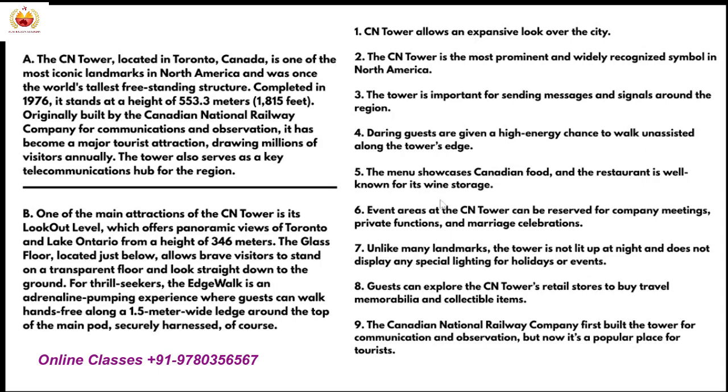Then we read the other one, the menu. There is no information about the menu at all. No events are discussed, no lighting is discussed, right? We have this one also, guest, right? We get the guest here, but you cannot match it only with guest and guest. Guests can explore the CN Tower's retail stores to buy. Now here there is no information of buying, and no information of retail stores. But instead of being in a hurry and putting E, we will read C and D further.